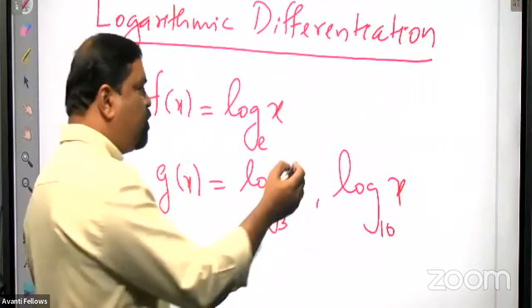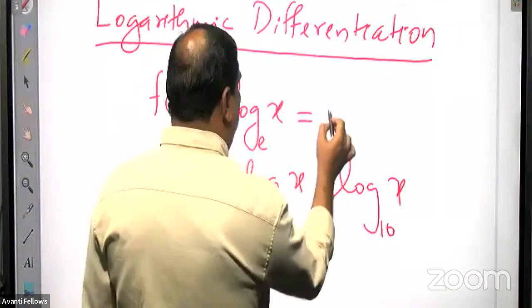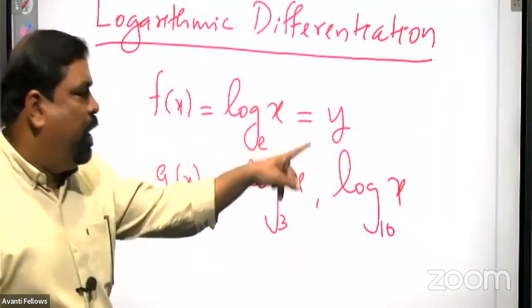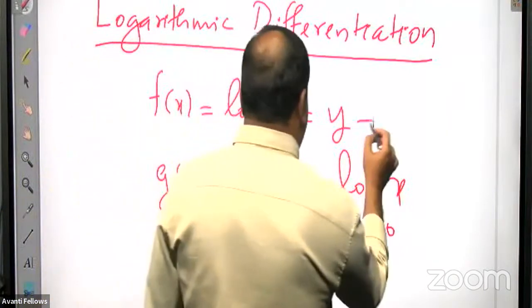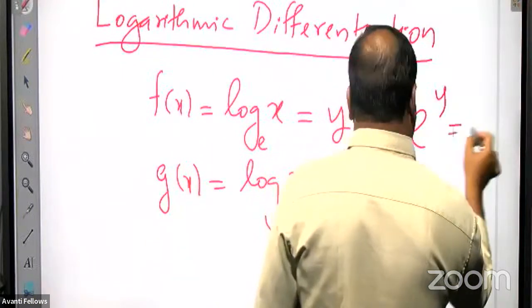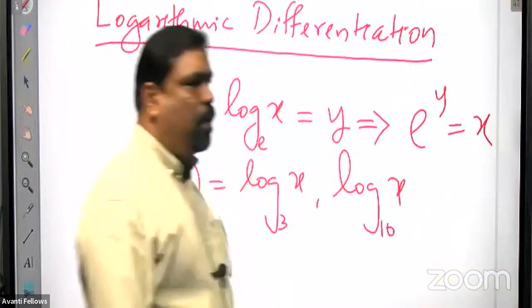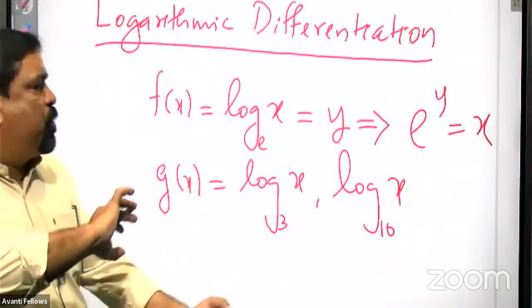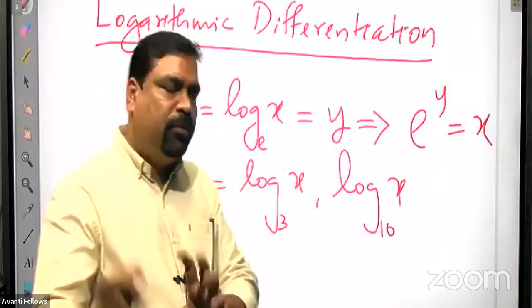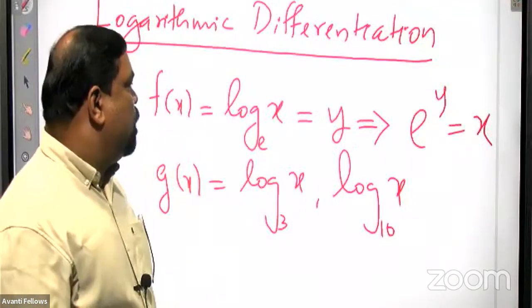You know, if log x to the base e equal to y, then which implies that e raised to y is equal to x. So logarithm and the exponential function both are inverse of each other. Okay.